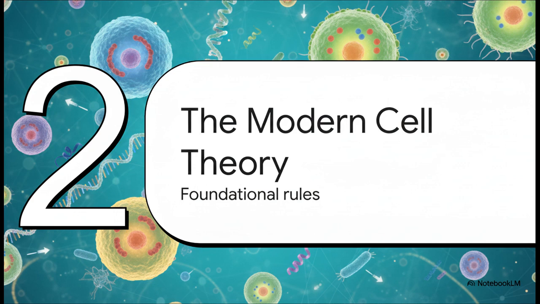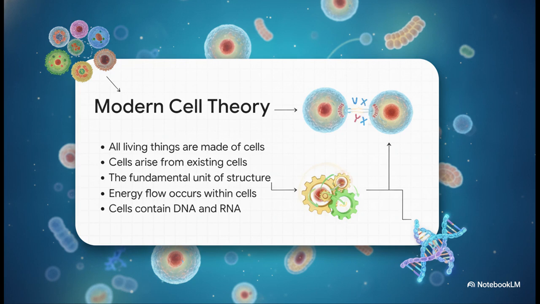Moving on to Section 2, the modern cell theory, the foundational rules. Okay, this brilliantly illustrates the generally accepted tenets of modern cell theory. First off, all known living things are made of one or more cells. Second, and this is a really great one to remember for your exams, all cells arise from pre-existing cells by division. That's a rule famously added by the scientist Rudolf Virchow.